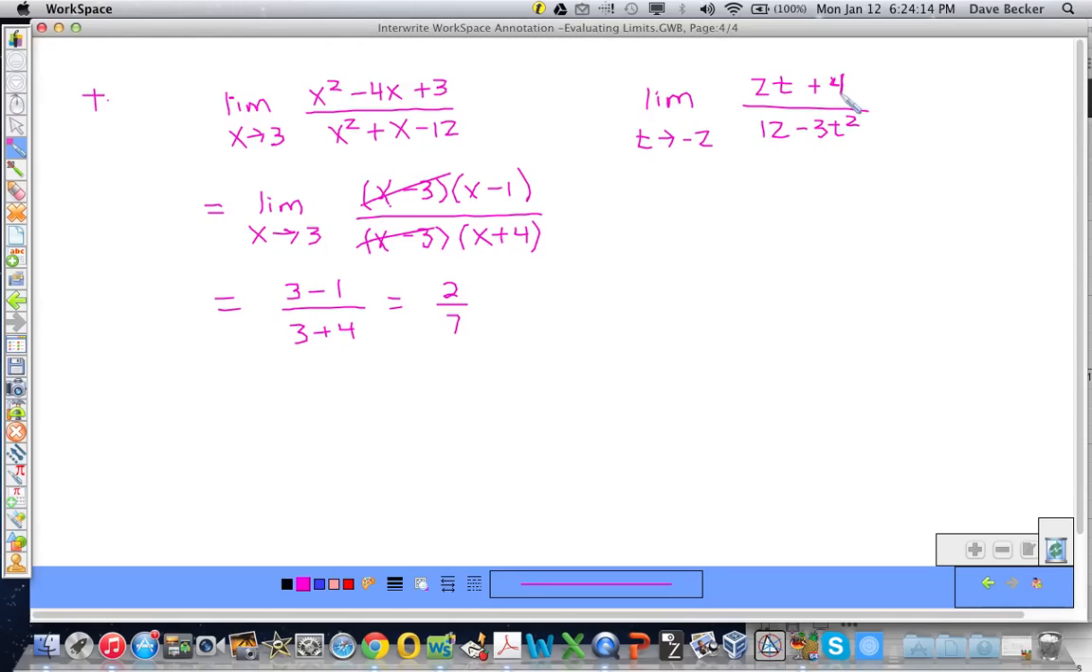Okay, and so if we put in -2, -2 squared is 4, 3 times 4 is 12, 12 minus 12 is 0. So I'm going to have to factor this. So up top I can factor out a 2, and I get t plus 2. 2 times t is 2t, 2 times 2 is 4. And here it looks like they have a 3 in common. So I'm going to have a 3 times -4 plus t squared. Okay, and I forgot to put the limit as t approaches -2.